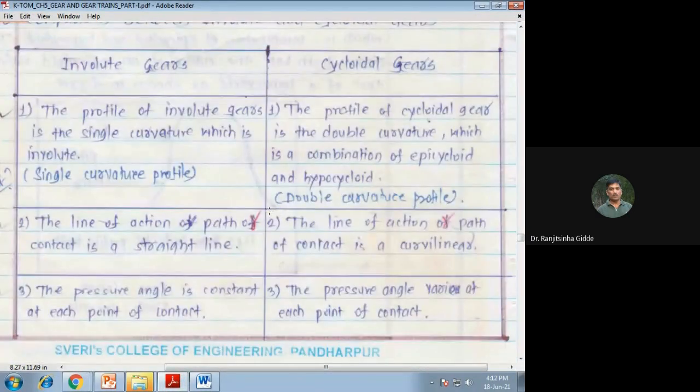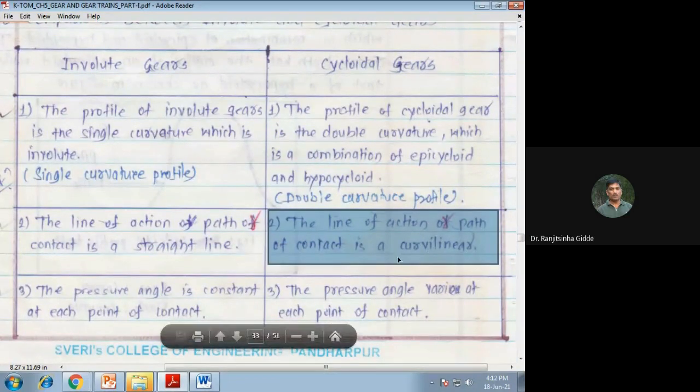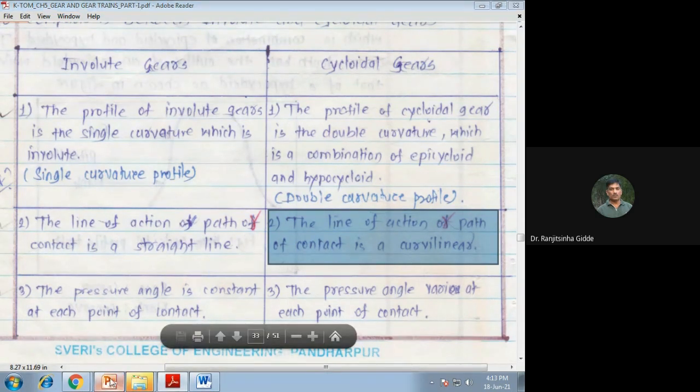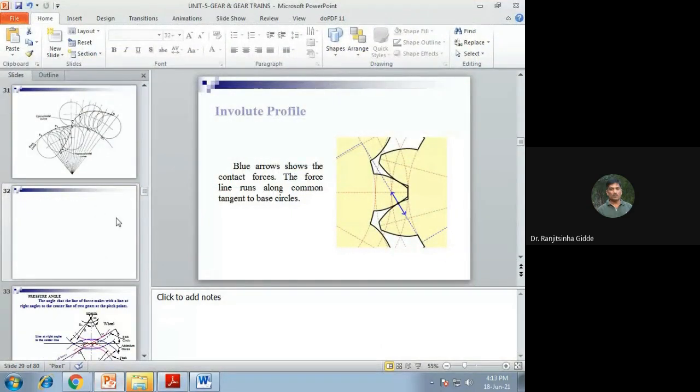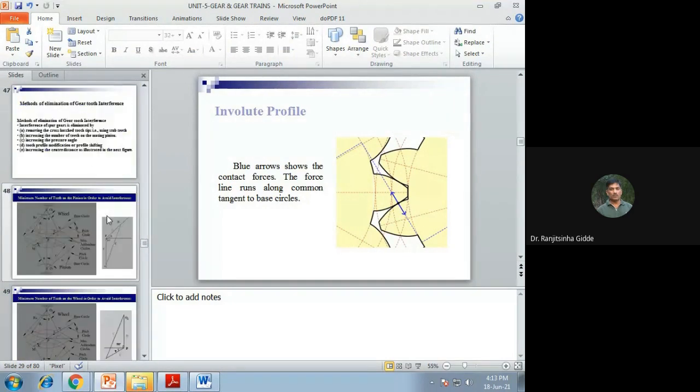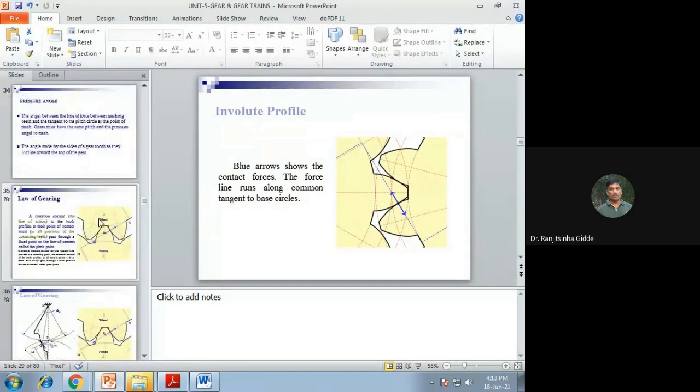Then write with respect to the cycloidal gear, the second difference. The line of action or path of contact is curvilinear. If available, I will show that. That animation is not there.